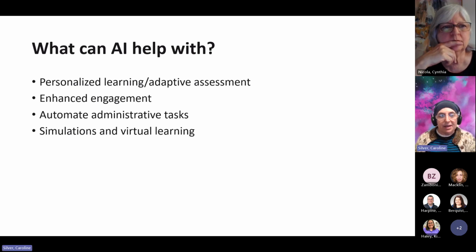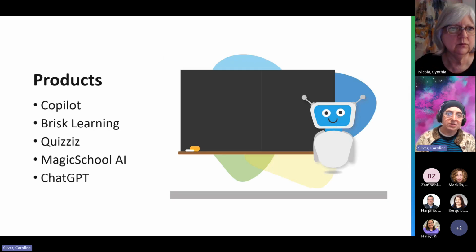Okay, great. So now we have about 20 minutes left, and I did want to show a few different products that we do have available to us. Okay, let's start. Number one is Copilot. Copilot is basically the ChatGPT that's run under Microsoft.